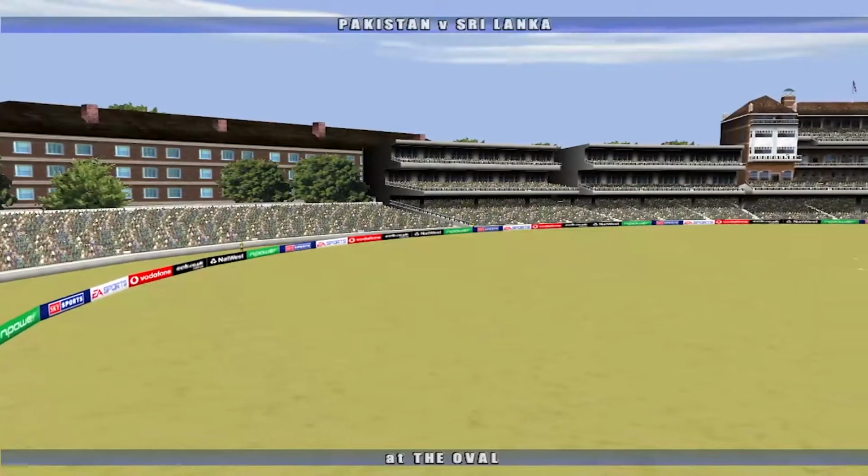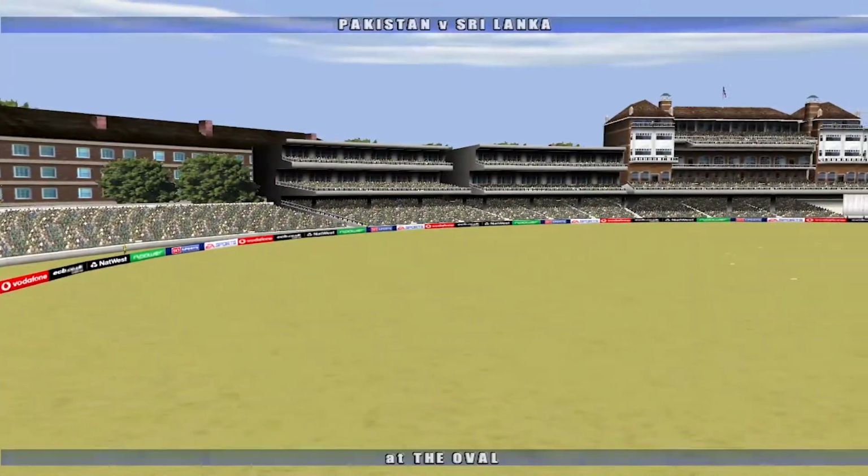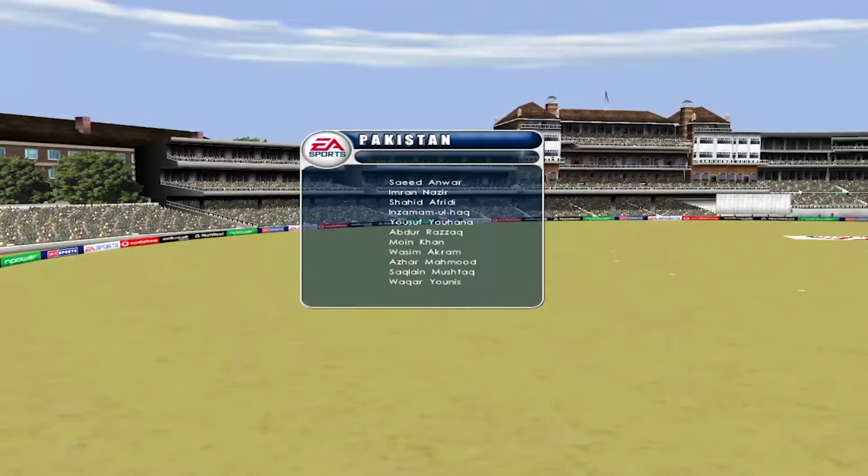Welcome to the World Cup match between Pakistan and Sri Lanka at the Oval. You were out in the middle earlier, Jim. How did the pitch look then? Good morning, Richie, and good morning, everyone.